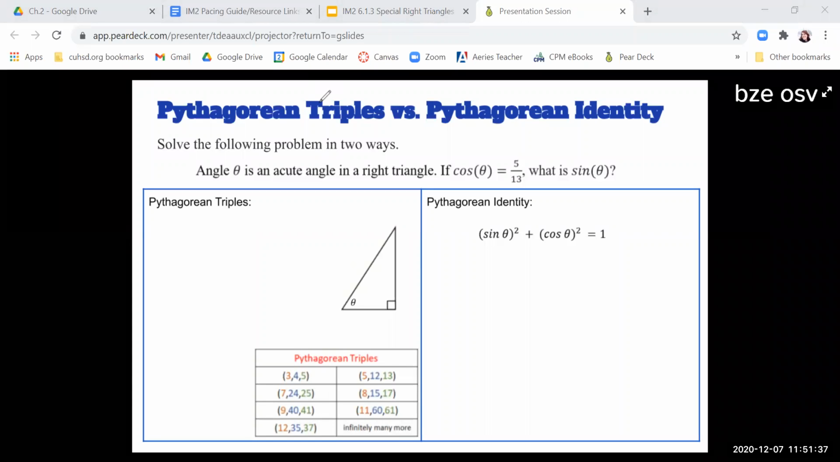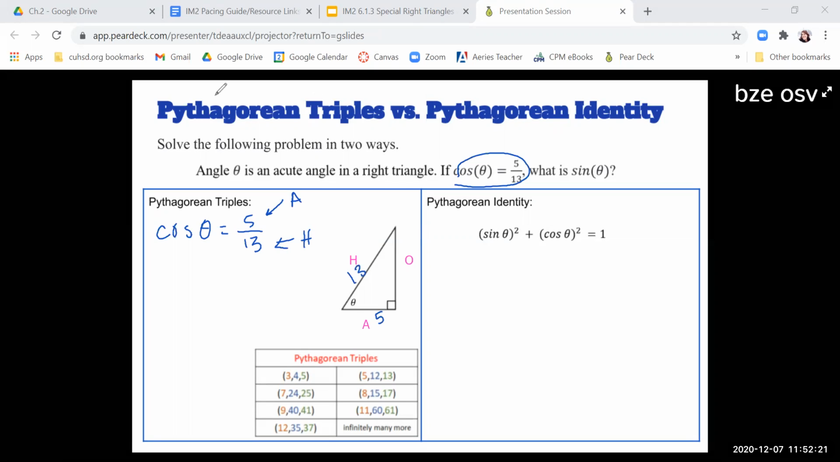Okay, so again, we need to start by labeling our triangle. So that's hypotenuse, adjacent, opposite. And then I have my numbers for my cosine equation up above. So here's my cosine equation from above. So we have cosine is 5 over 13. And remember, cosine is always adjacent over hypotenuse. So this is a 5, this is a 13.